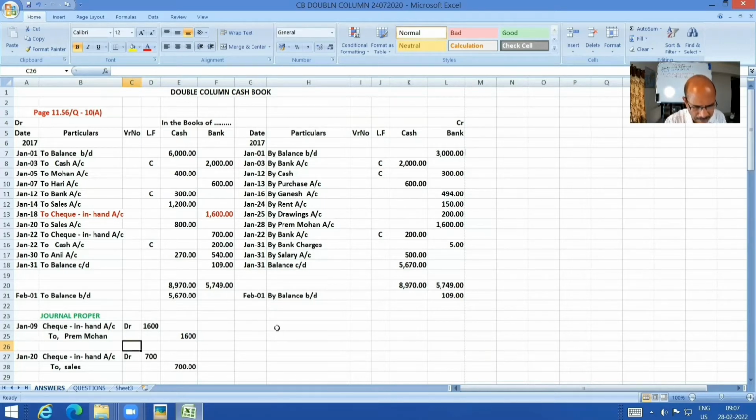Cash in hand, rupees 6,000. To balance brought down 6,000. Bank balance, credit balance. By this time, you are absolutely clear that it's an overdraft only, and credit balance obviously by balance brought down 3,000. Deposited into bank, a contra entry. So bank to cash 2,000, cash by bank 2,000.